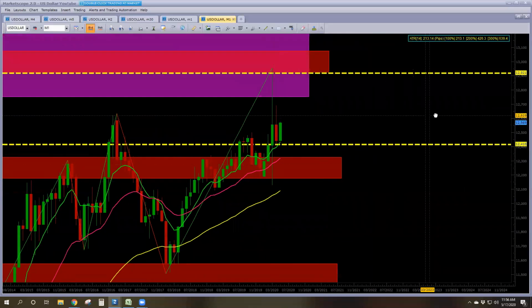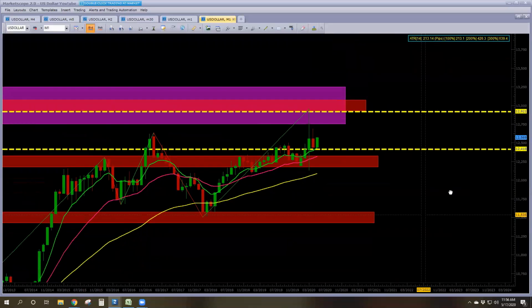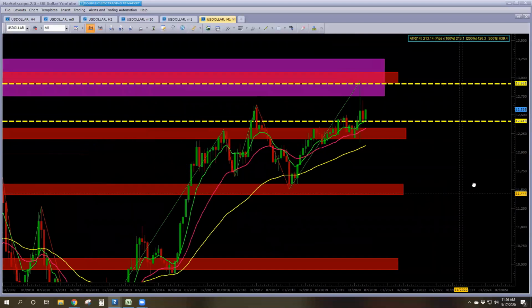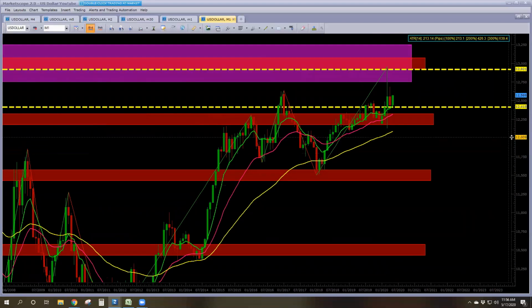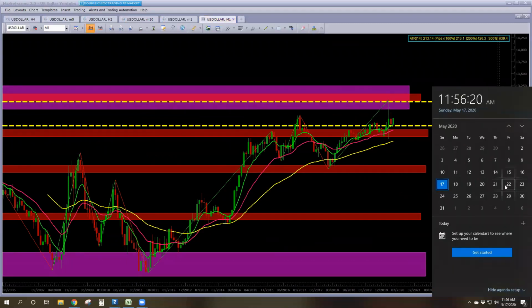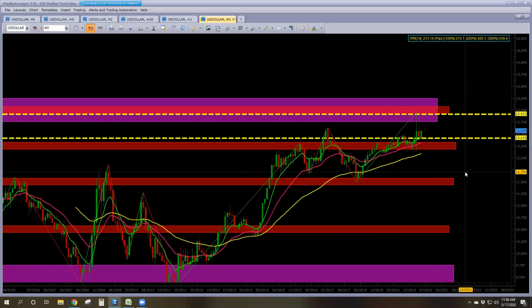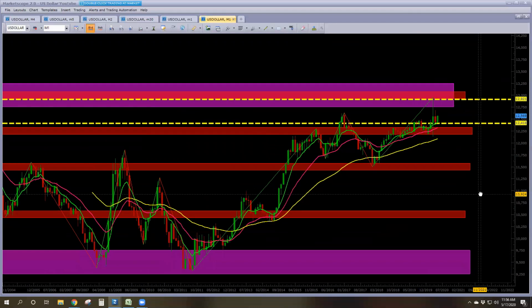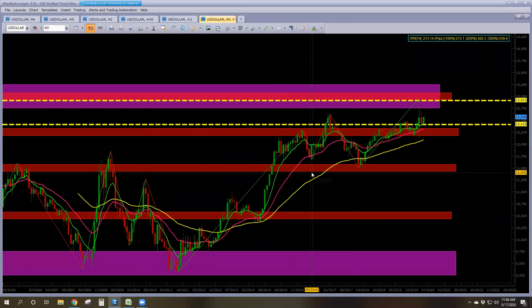All right, guys. We're going to be talking about the monthly US dollar today. Actually, monthly, weekly, daily info. And this is going to be for the period of May 18 through May 22nd. Once again, everything that has to do with purple represents my monthly zones. Anything that has to do with red represents weekly zones. And then from there on, we just kind of will drop it down.